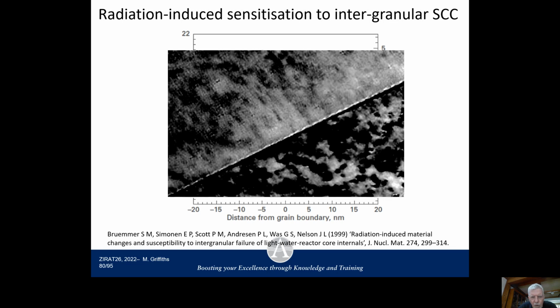And who knows, it may be worth revisiting this now that we have the benefit of hindsight, knowing what people like Edwards and Fukuya have come up with, to revisit some of these earlier cases where there was no real mention of cavity sinks on grain boundaries.